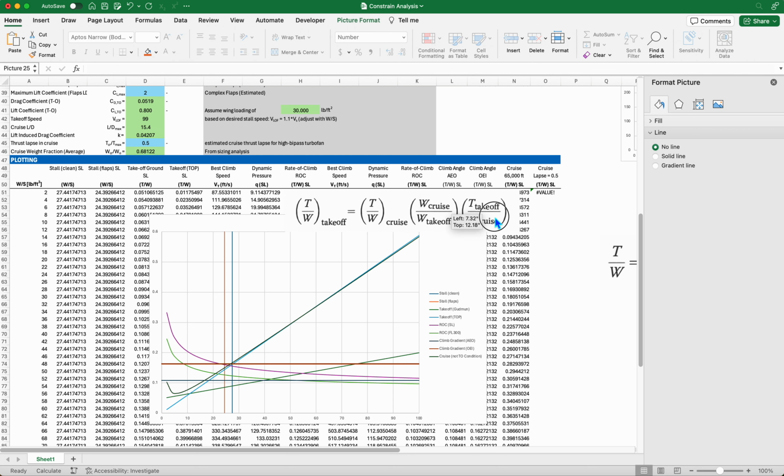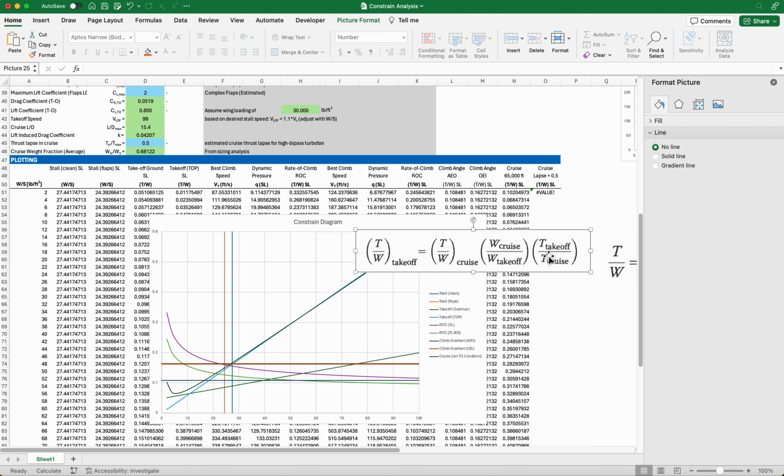So this again is a relationship from the Raymer textbook that we looked at in our notes. We want to convert the cruise condition, which we already calculated, to our takeoff condition. So what we're going to do is divide by our lapse, so our thrust during cruise over our thrust during takeoff. So we divide by T cruise over T takeoff, which is 0.6, same as multiplying by 1 over 0.6. This will make the thrust to weight value larger, because if we have a thrust to weight required for cruise, that means we need more thrust to weight because we're not operating at full thrust. So this will increase the value.